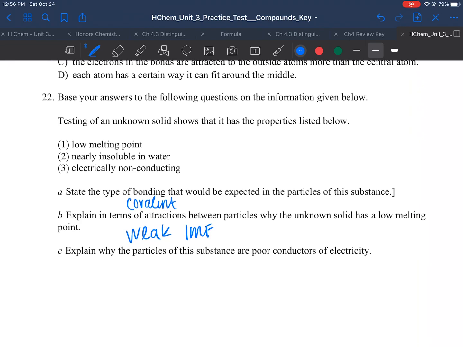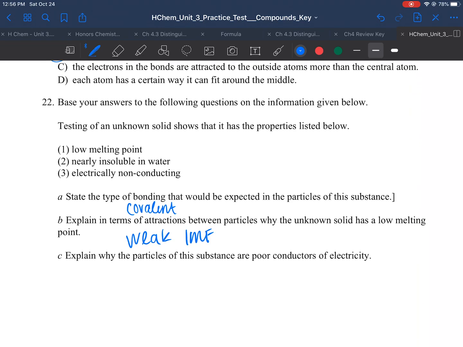Explain why the particles of this substance are poor conductors. Well, they must not be freely moving. That's what you need to be a good conductor. And charged.